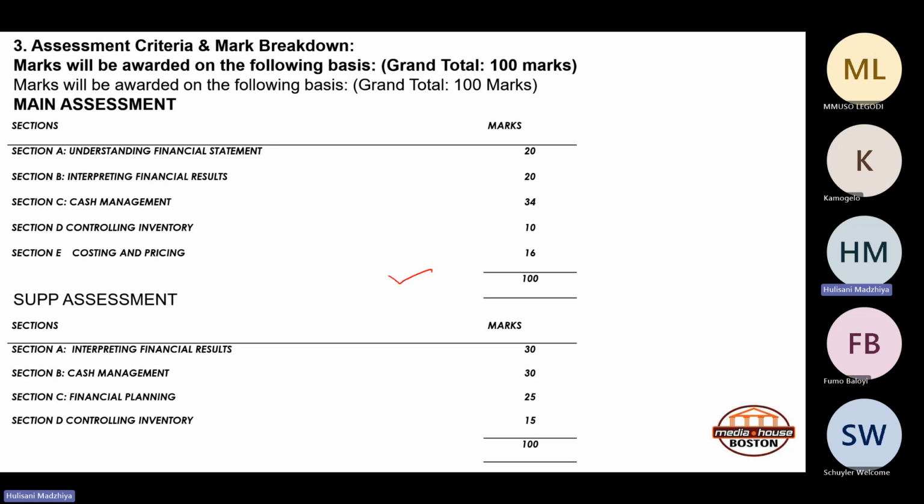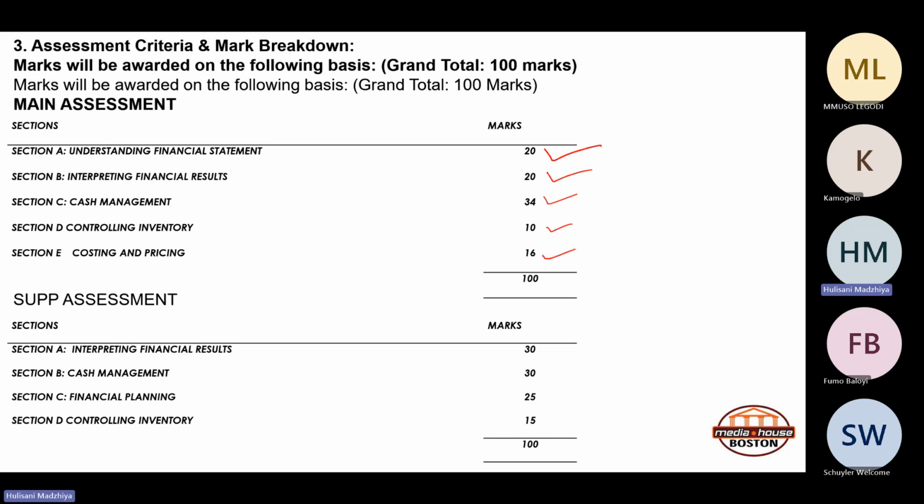Section A will be testing your understanding of financial statements, which will be basic questions, things such as what is your gross profit, and the line items of the income statements. Then interpreting financial results, where you'll be required to calculate ratios and explain what the ratios mean. Cash management, where you'll be required to draft a cash budget with a schedule of receipts as well as a schedule of creditors. Controlling inventory, calculating the economic order quantity, and costing.